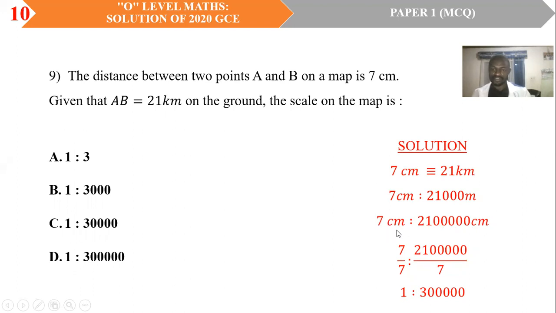Now, since we have changed all to centimeters, we can now find the scale. Dividing both sides by 7, since the centimeters will all cancel out, we see that 7/7 is 1, 21/7 is 3, and we have 300,000. So we have 1:300,000 as the scale of that map. Answer B.